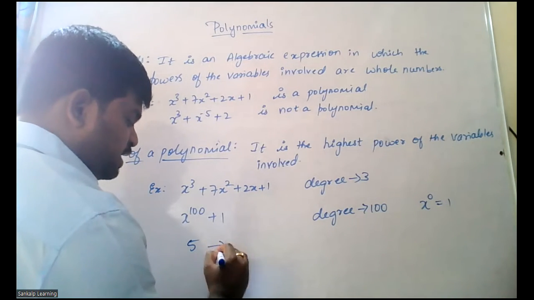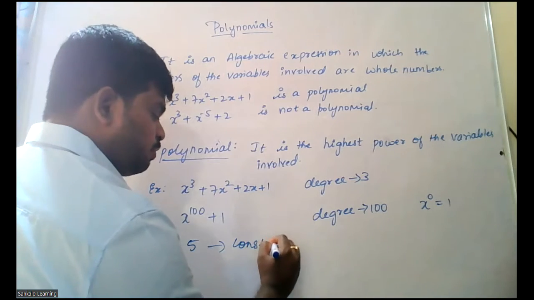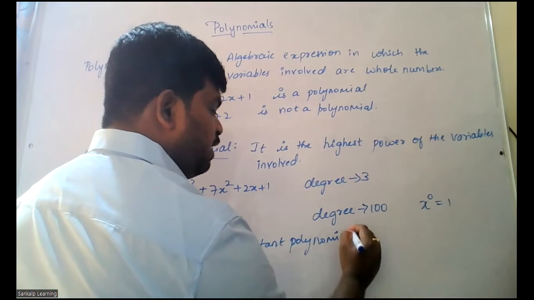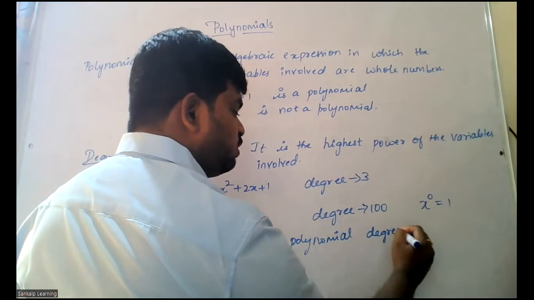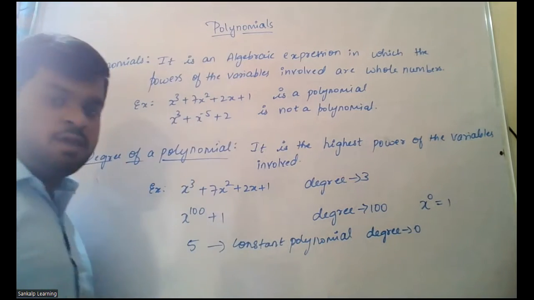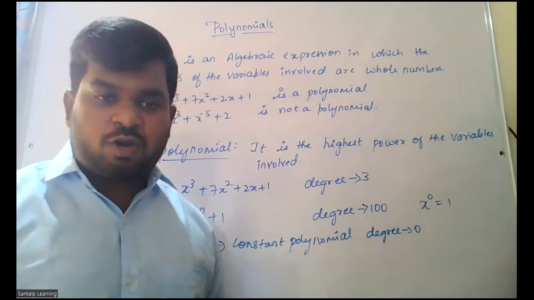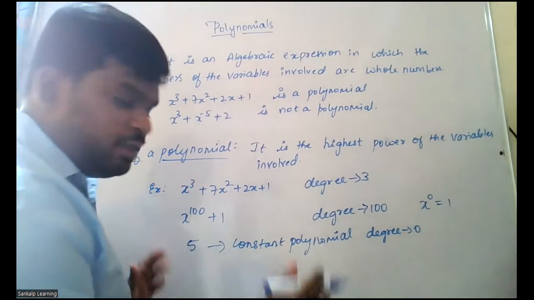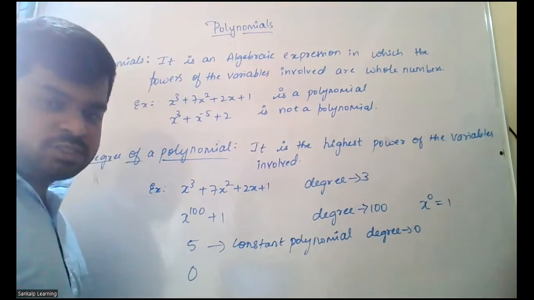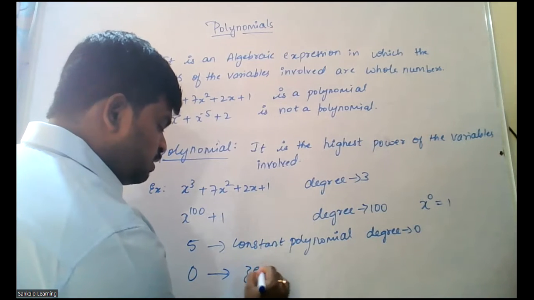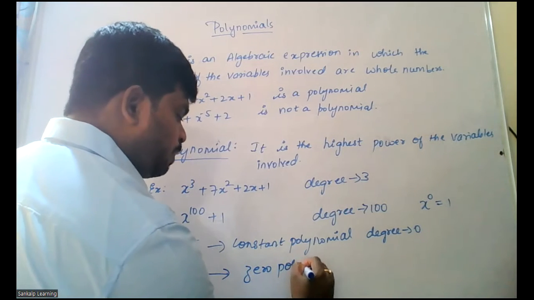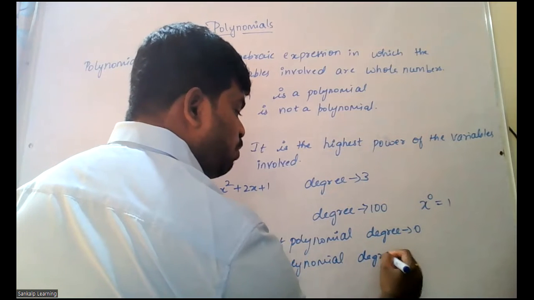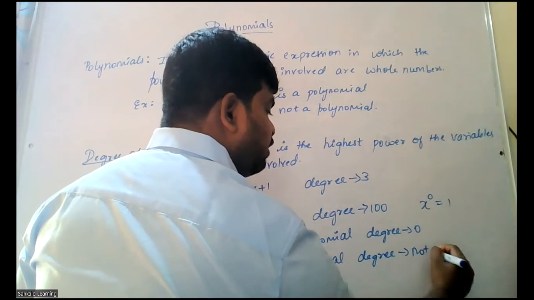Okay, so we call this a constant polynomial, and the degree of the constant polynomial is 0. Remember, the degree of the constant polynomial is 0, and this constant cannot be 0. Okay, you can take any number other than 0. If you're taking 0 itself, we call this the 0 polynomial, and the degree of the 0 polynomial is not defined.